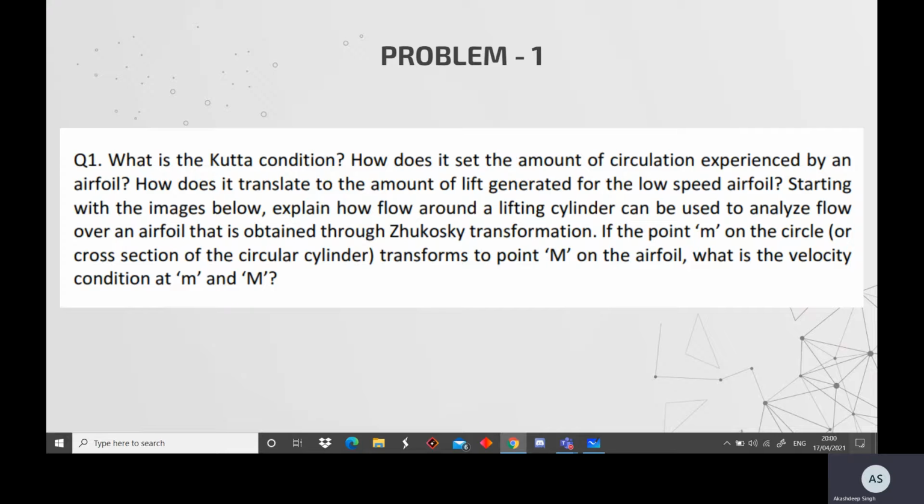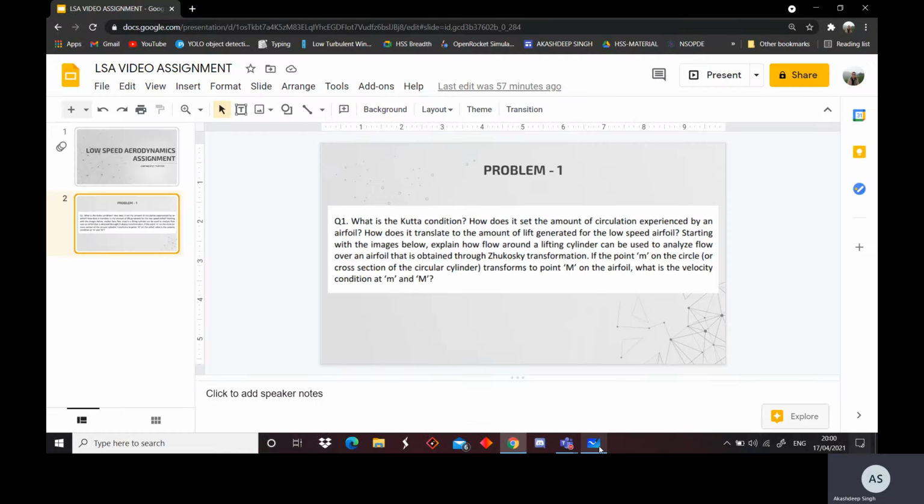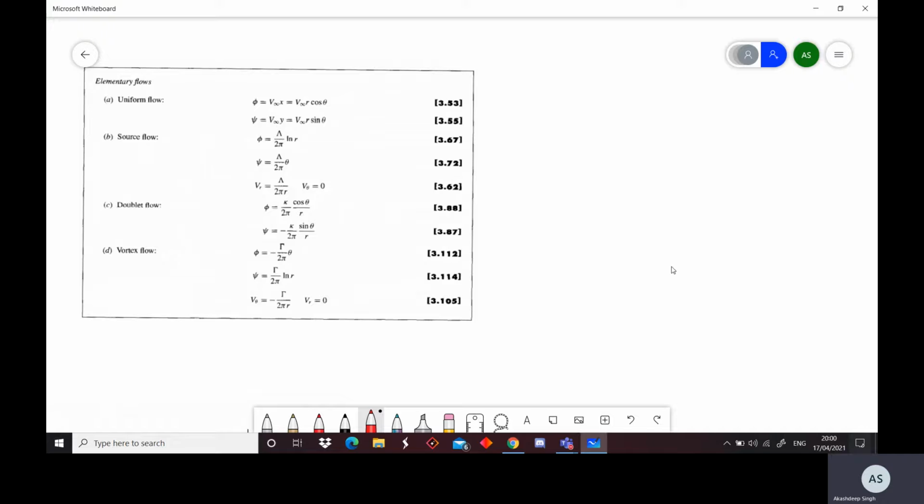The images were given in the question, which I will be using in my presentation as well, so we can refer to them. Explain how flow around a lifting cylinder can be used to analyze flow over an airfoil that is obtained through Zhukovsky's transformation. If the point M on the circle transforms to point capital M on the airfoil, what is the velocity condition? We'll refer to this diagram soon, which will give a better idea of the question.